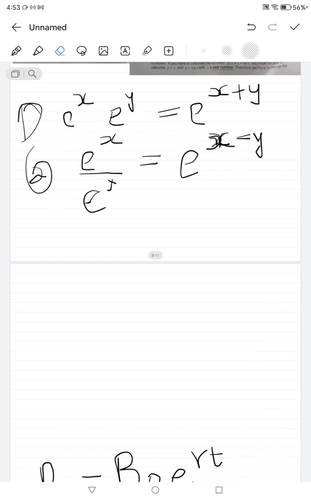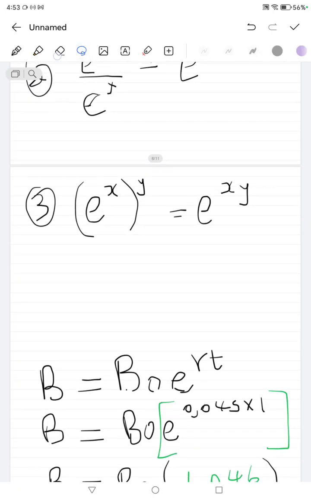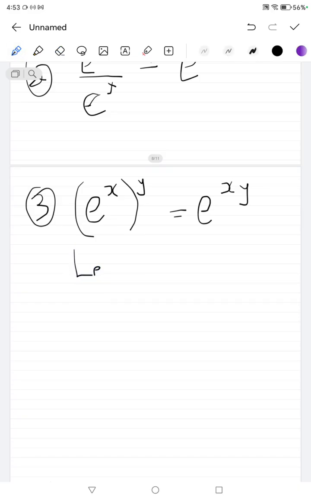Then what do we have? We can say on the third case, we can have e to the exponent x, then we can have everything to the exponent y. This is the same as having e to the exponent xy. Okay, then there are ones that you need to know, the properties from your logs or your logarithmic.